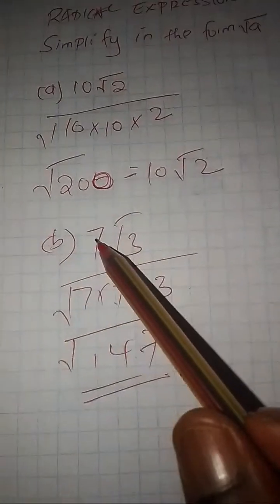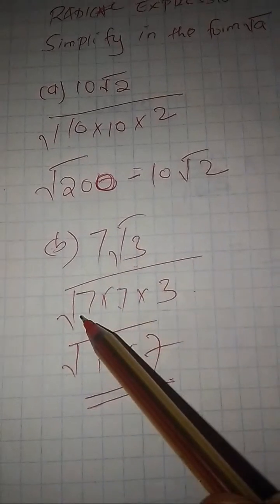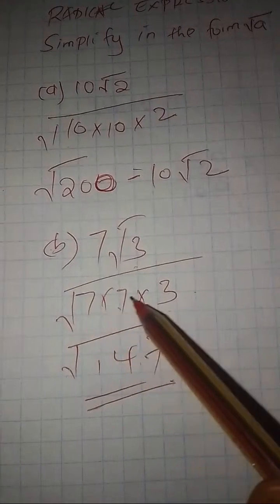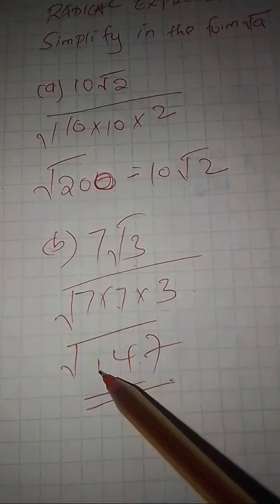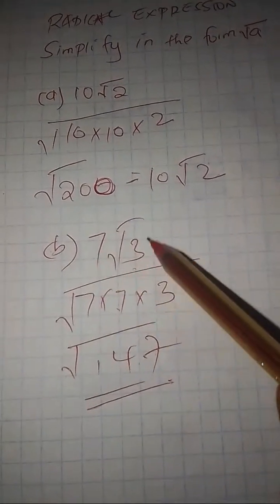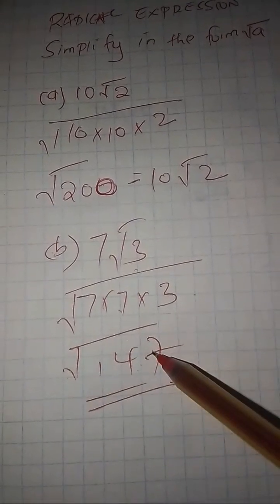Part B, 7 root 3 is 7 multiplied by 7 times 3. So when we multiply the number in the root, we shall have root 147. So root 147 is the same as 7 root 3. It's just that we've simplified here.